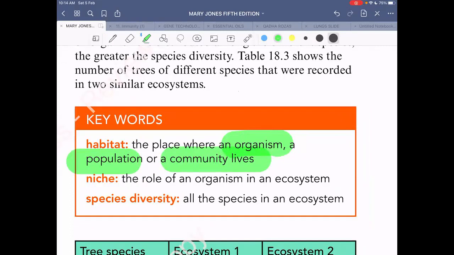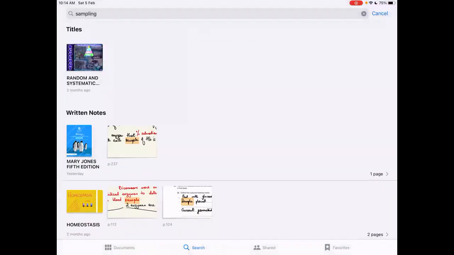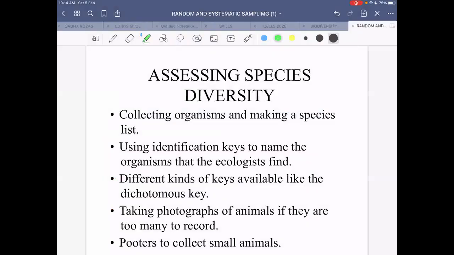And in the same way, this syllabus is also breaking down a habitat into a place where an organism lives, or a population, or a community. What an organism is, what a population is, and what a community is, we will do later. Right now I'm just trying to skip these things and come to the calculation part.